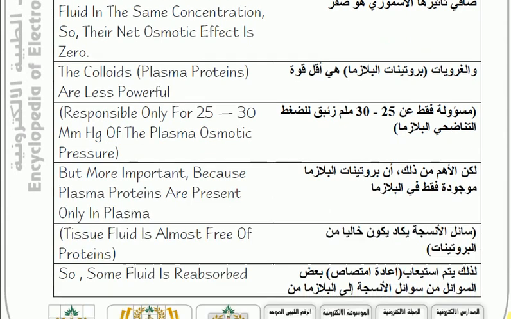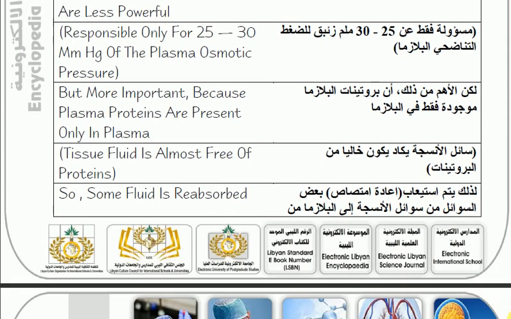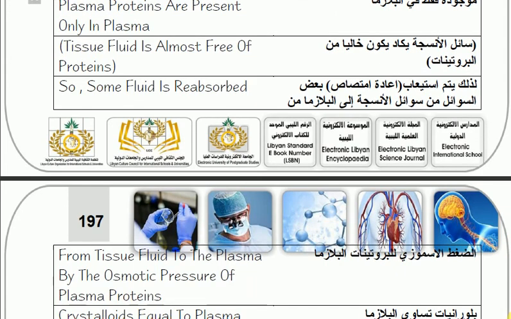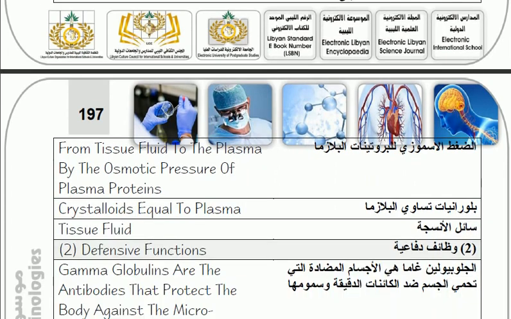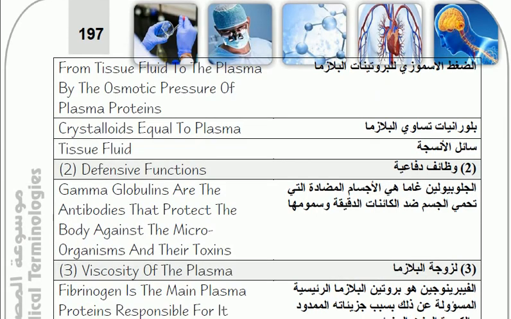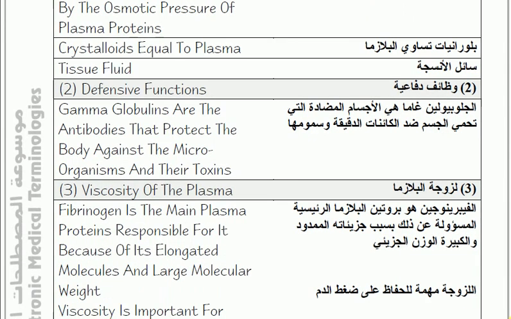The colloids, plasma proteins, are less powerful, responsible only for 25-30 mmHg of the plasma osmotic pressure, but more important because plasma proteins are present only in plasma. Tissue fluid is almost free of proteins, so some fluid is reabsorbed from tissue fluid to the plasma by the osmotic pressure of plasma proteins. Crystalloids are equal in plasma and tissue fluid.